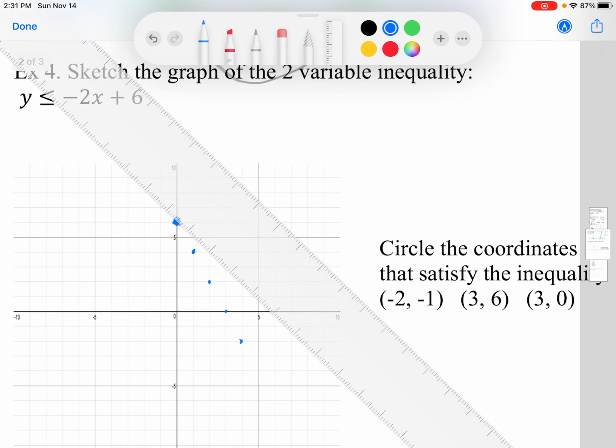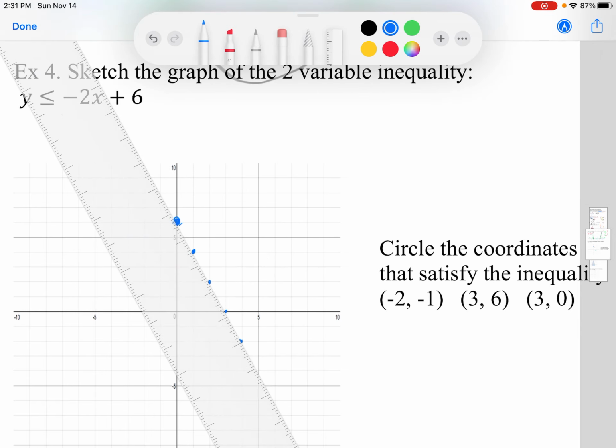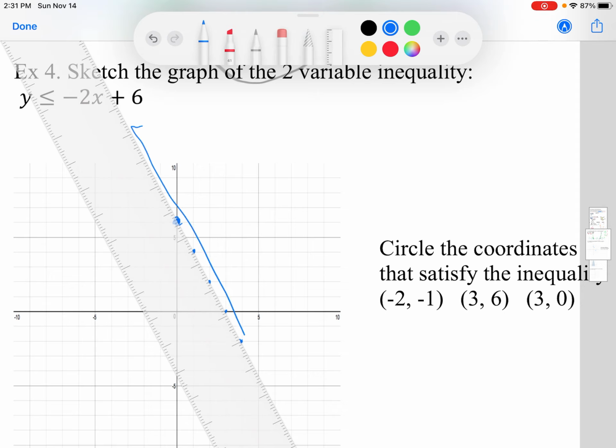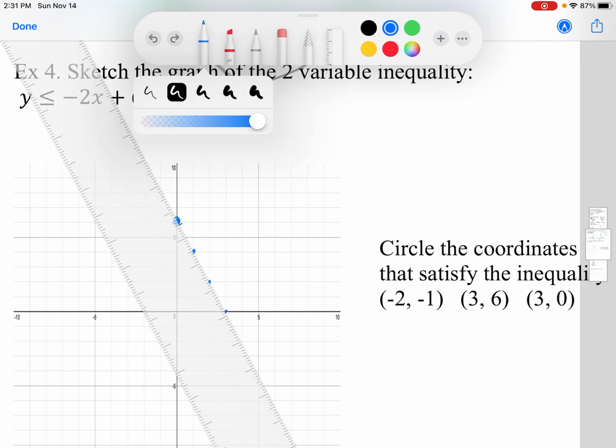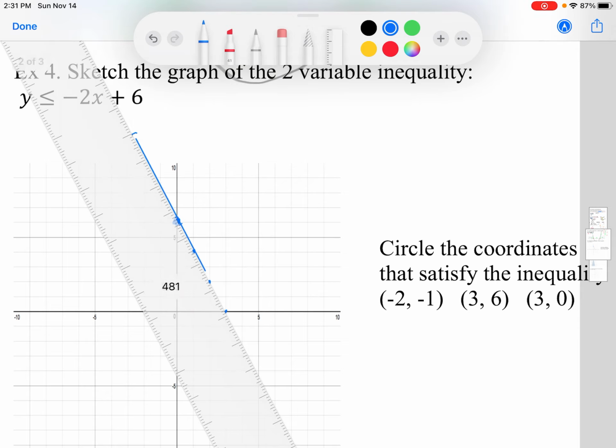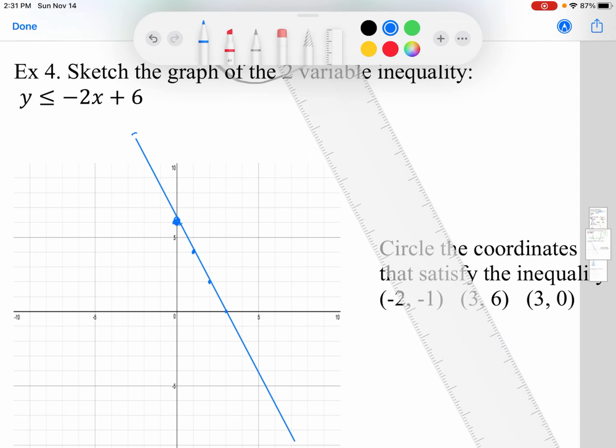And then I'm going to take my ruler and sketch that straight line. When I sketch this straight line, I just want to make sure whether I'm going to draw it solid like this, or dotted, based on the inequality being equal to or not equal to. In this case, it's equal to, so I'm just going to draw it solid, a little bit thicker, and draw that line straight through. Okay, so I have that line.